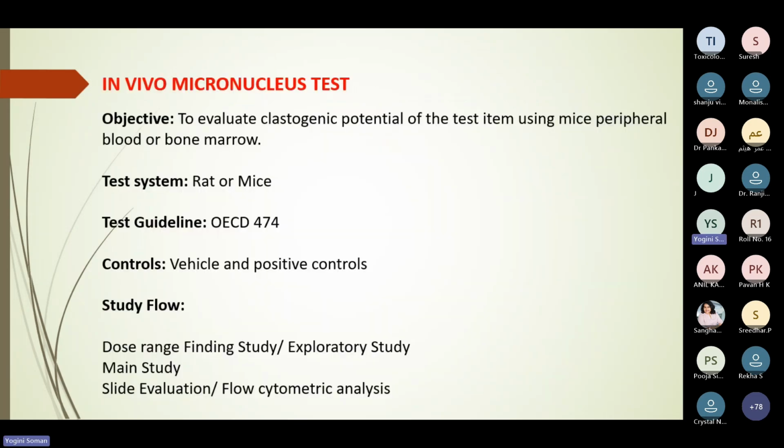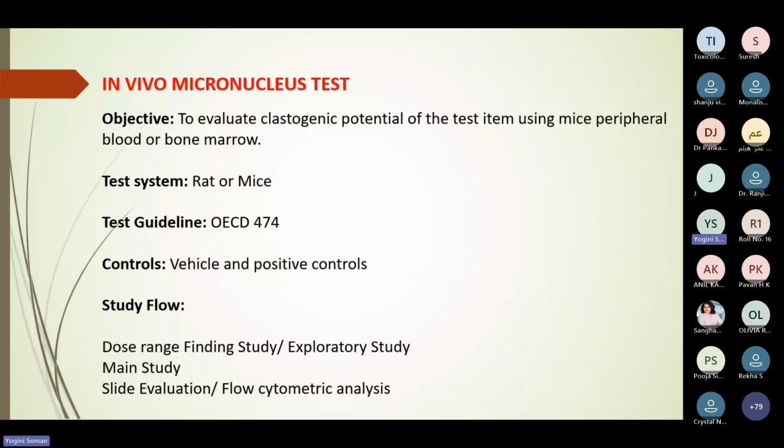The next assay is the in vivo micronucleus test. Again, the objective of the in vivo micronucleus test is to evaluate the clastogenic potential of the test item using mouse peripheral blood or bone marrow. You can use a test system of rat or mouse, and the test guideline is OECD 474. Again, in this assay, it is necessary to include a vehicle and concurrent positive controls during the experiment. The study flow is again the same: dose range finding study or exploratory study, then main study, and slide evaluation or flow cytometric analysis.